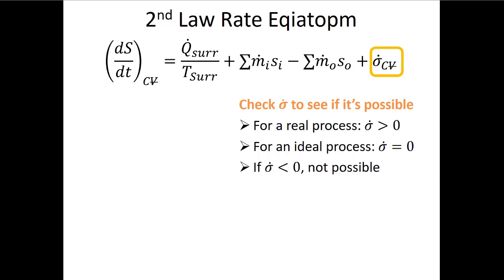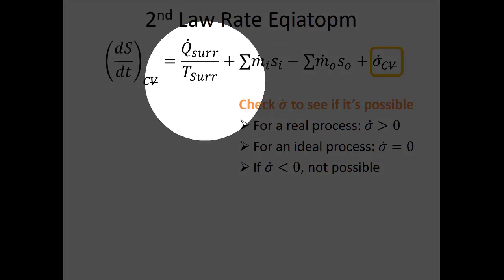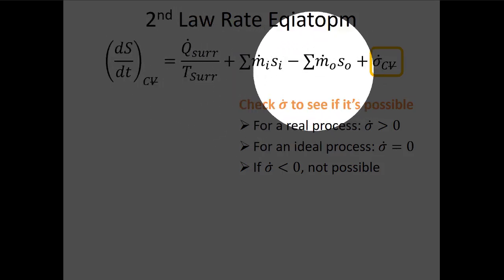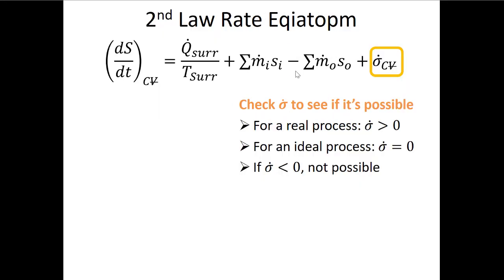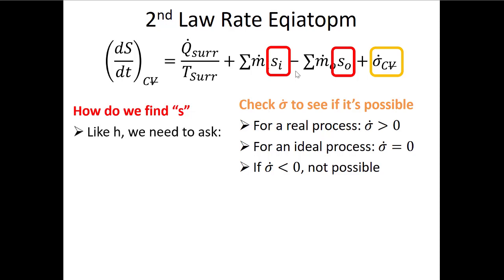We talked about how to evaluate this heat transfer term, and we've shown a couple of times how to deal with finding the amount of entropy that's coming in and out with the mass, but we've never explicitly talked about how to fix S in and S out. How do we find specific entropy? It's just like when we're finding specific enthalpy, we need to ask the question, what's the fluid?